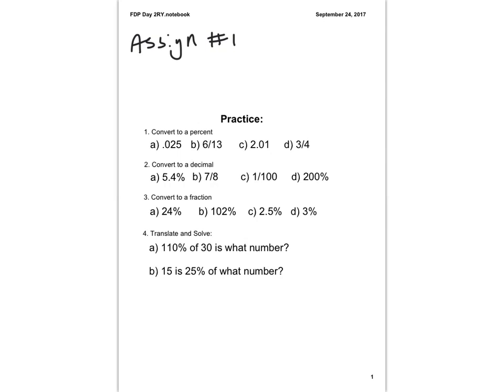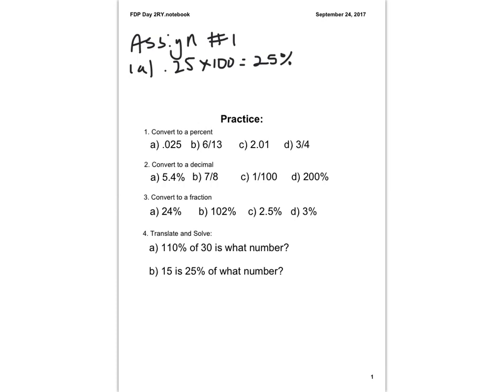Number 1 says convert to a percent. So, the rule to remember when converting a decimal to a percent is times 100. So for 1a, 0.25 times 100 would equal, right? 25%.